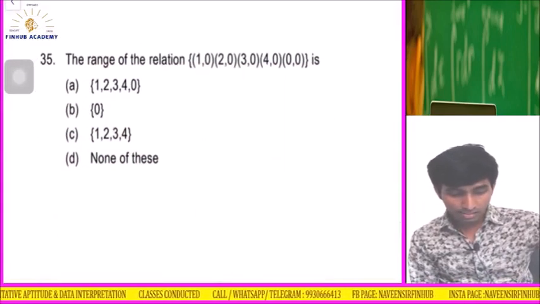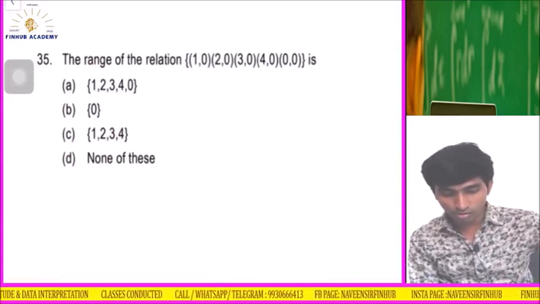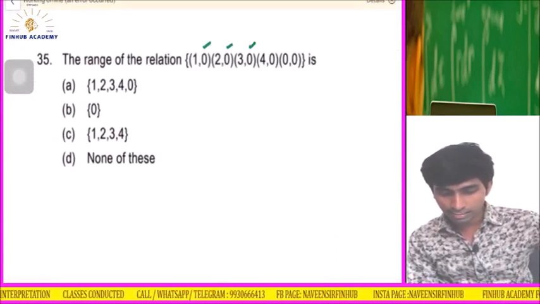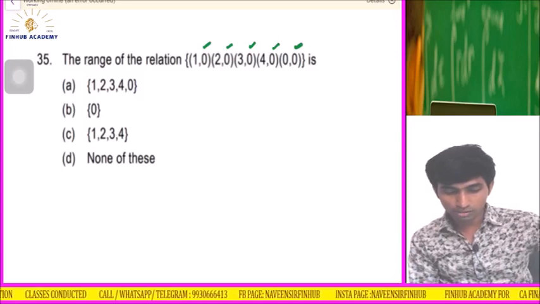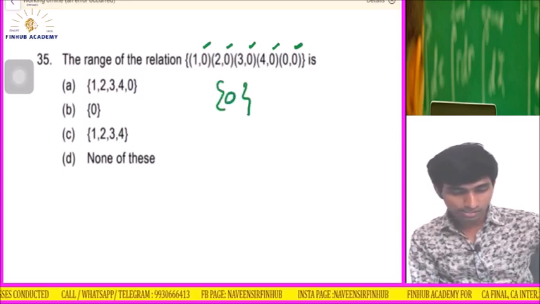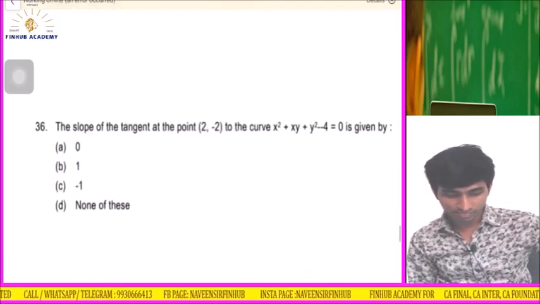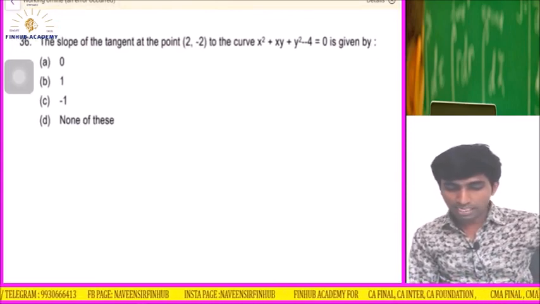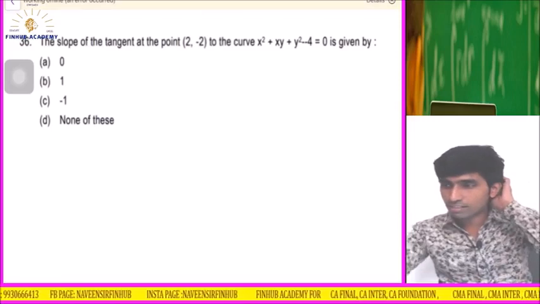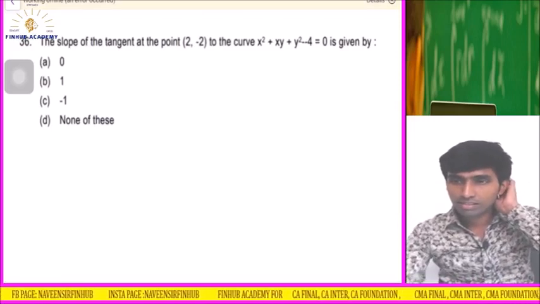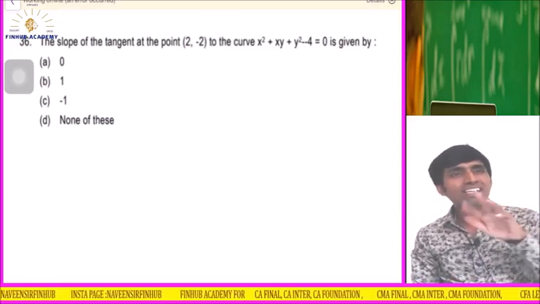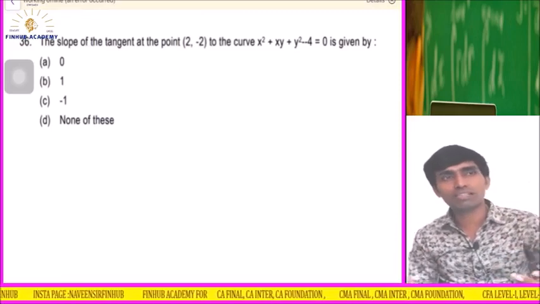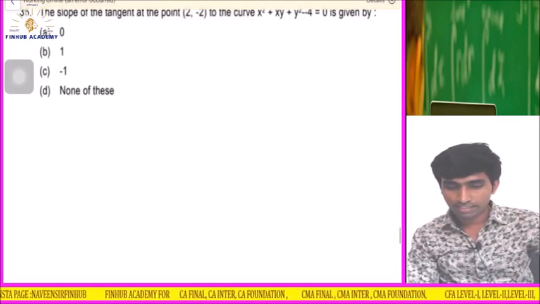What is the range of the relation? We know that range is the second element, so all are 0, so the set is what, the range is 0, b, simple question. The slope of the tangent at the point 2 and minus 2 to the curve, so it's a derivative question, so I'm not solving this. Let's move to the next part, if you want I'll give you the solutions later, fine.